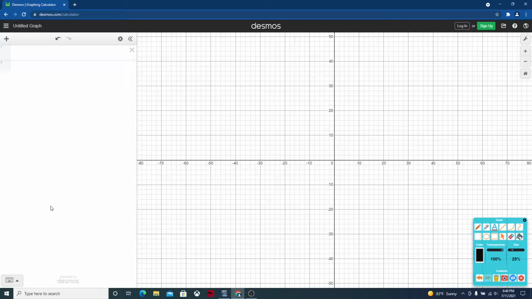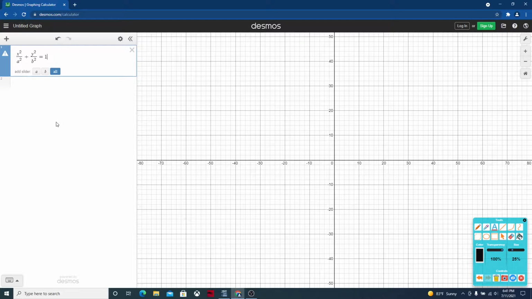In this video, we're going to learn how to plot an ellipse in Desmos, the online graphing calculator. Now, an ellipse is a shape on the XY coordinate axis plane that has an equation that looks like this: x squared over a squared plus y squared over b squared is equal to 1.